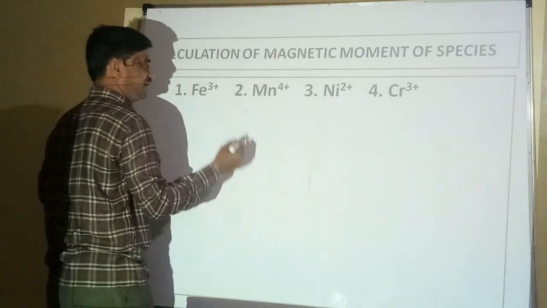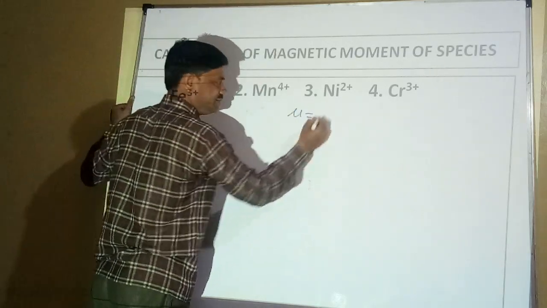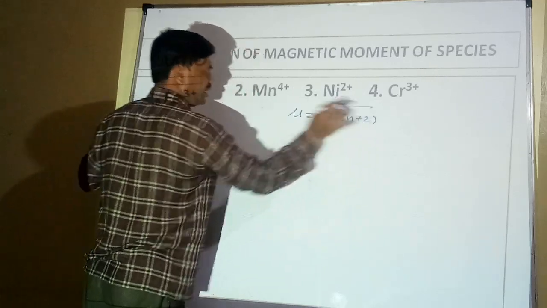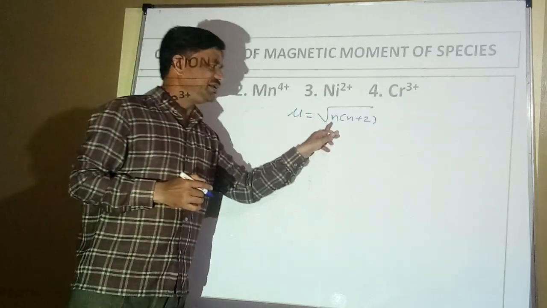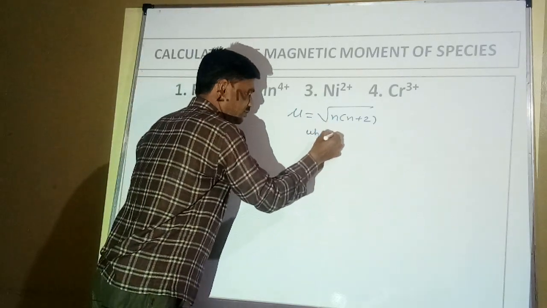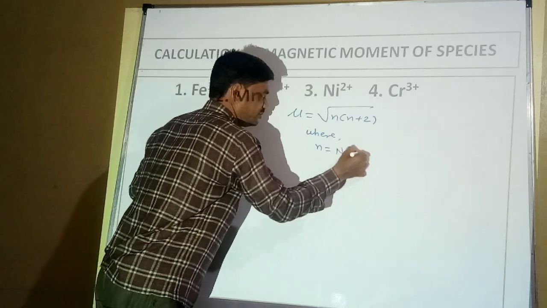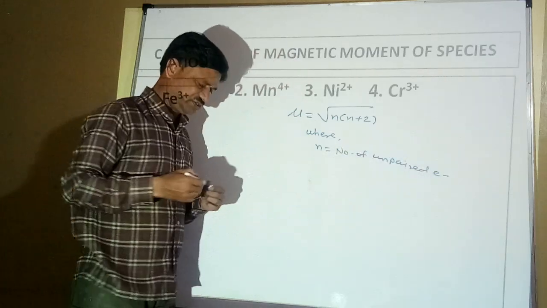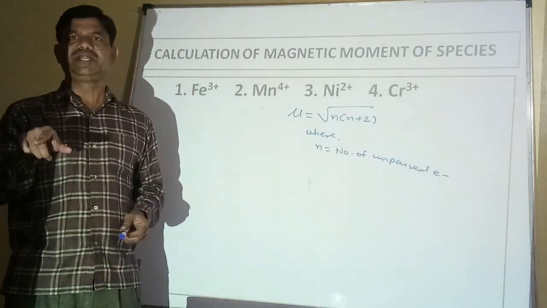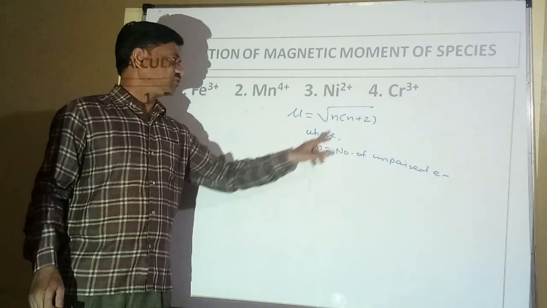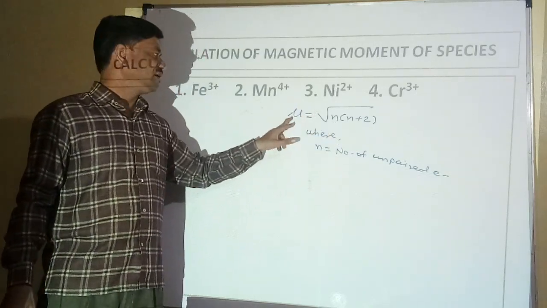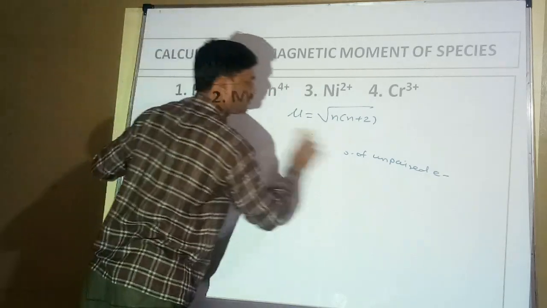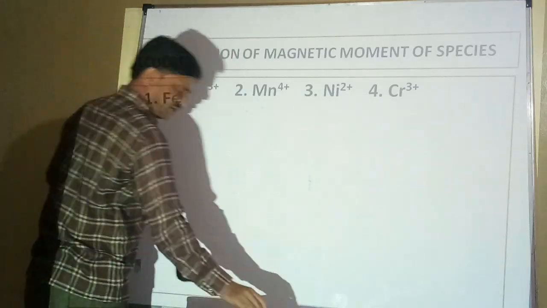Remember the formula for magnetic moment? It is denoted on paper by mu, which is equal to the square root of n times (n plus 2). Where n is the number of unpaired electrons in the given species. So for MCQ, you just have to identify how many unpaired electrons are there. Put that value here so that you can calculate the magnetic moment of the given species. So let us start with the first one. What is this? Fe plus 3.